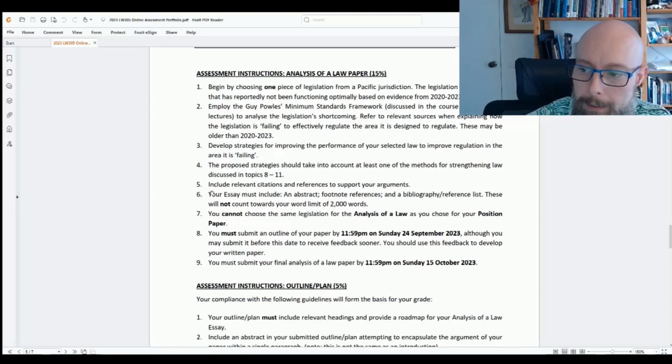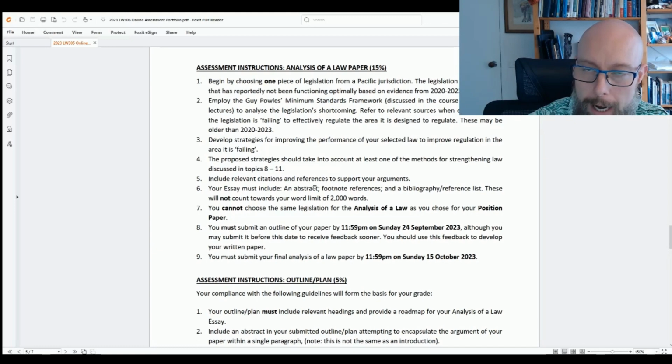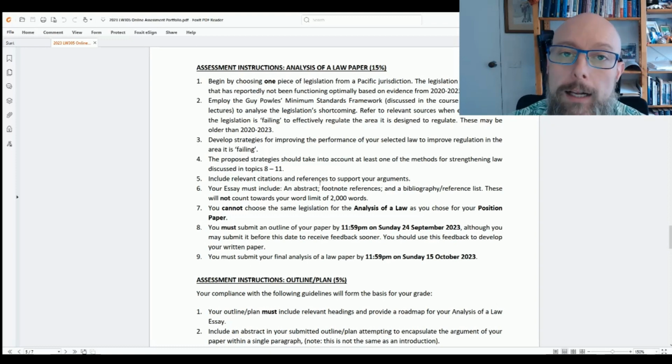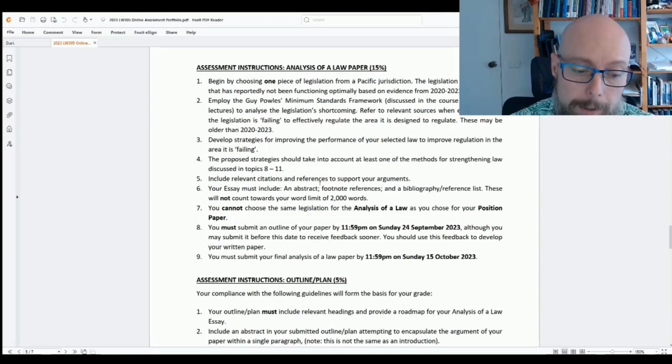Your essay has to include an abstract. In previous years, students have put an abstract in the plan, but not the paper. And they've lost marks because the assessment criteria requires an abstract. Again, I'm trying to expose you to different styles of writing, and an abstract is a particularly important one, I think, and relevant for lawyers, because an abstract is a mini essay. You're trying to condense your 2,000 word paper, 3,000 word paper.